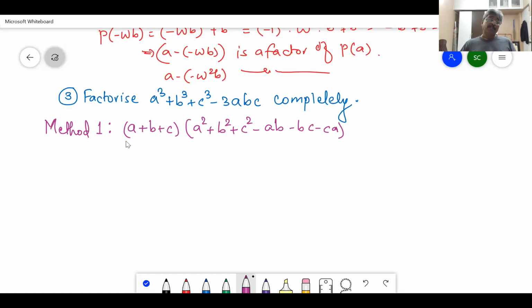Now, what is so good about this factor is that it is cube root of first, cube root of second, and cube root of third. They are getting added here. That is your first factor.